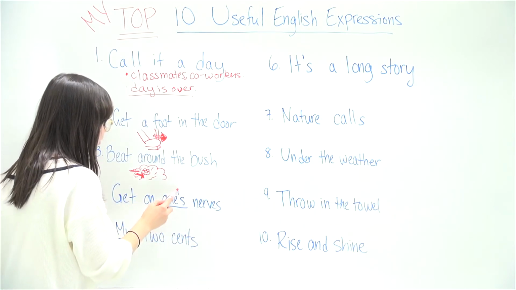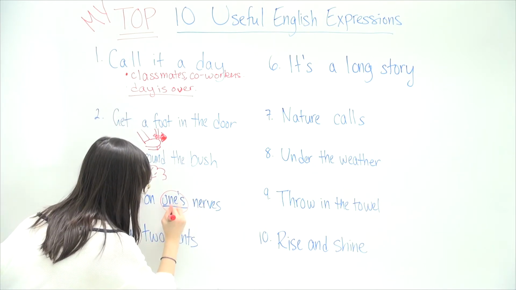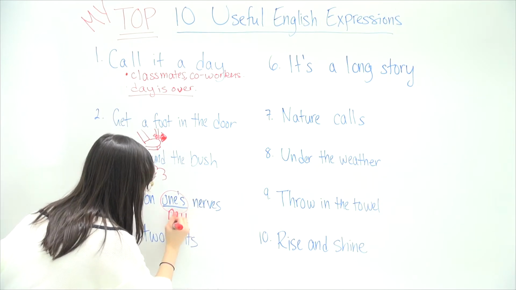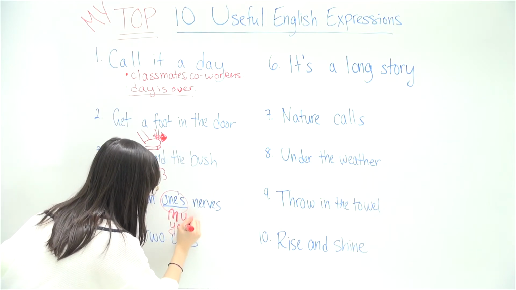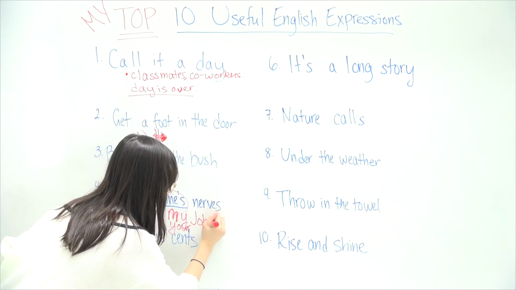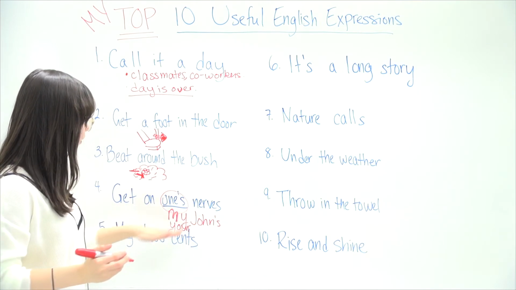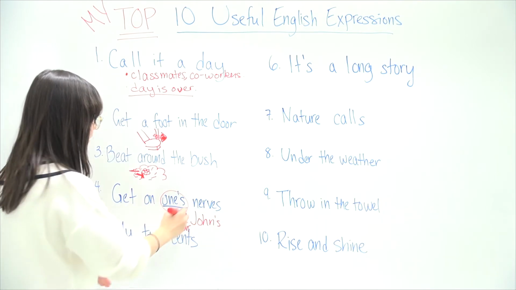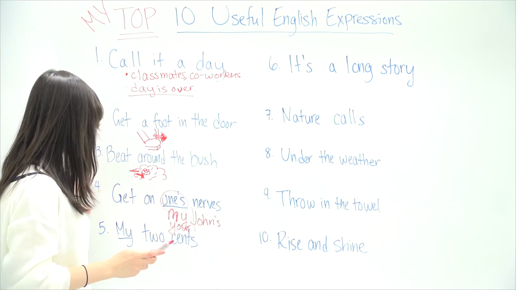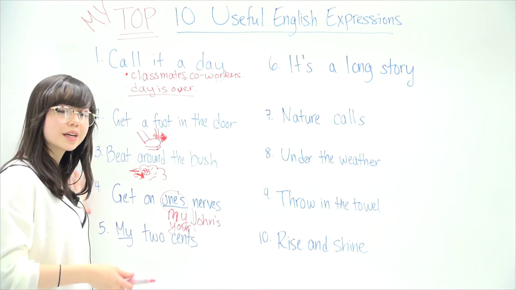So you can change ones to my, excuse me, while this marker works. You can change this to my, you can change this to your, you can change this to anyone's. You can change it to John's. You can change it to anyone, so you can say, get on my nerves, get on your nerves, get on John's nerves. So this is a very commonly used American expression whenever you want to express that you're annoyed.